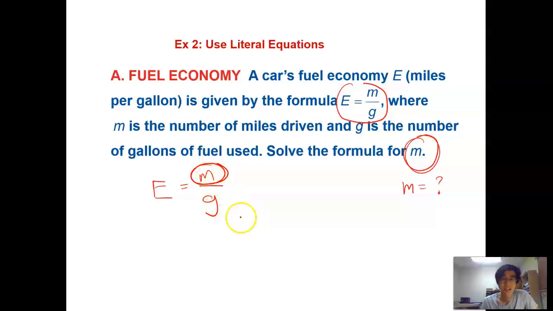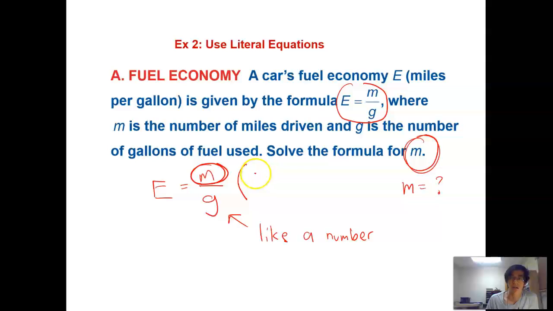So remember that this G right here is just like any other number. You can plug any number in and it will just determine the value for the fuel economy E. So it has the same properties as a number. I can add, subtract, multiply, divide with this number. And what do I want to do to cancel out this G in the denominator to get M by itself? If I want to cancel out division, I'm going to have to multiply, because multiplication is the inverse of division.